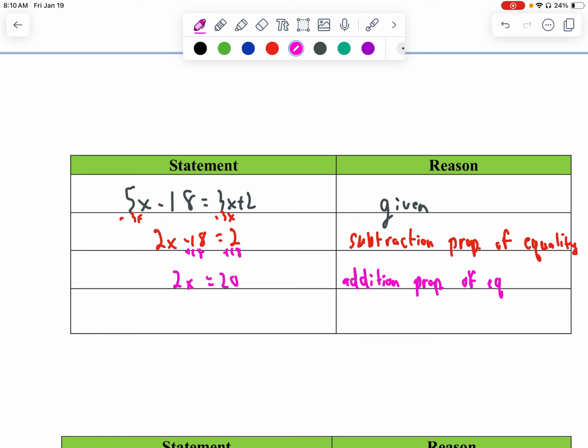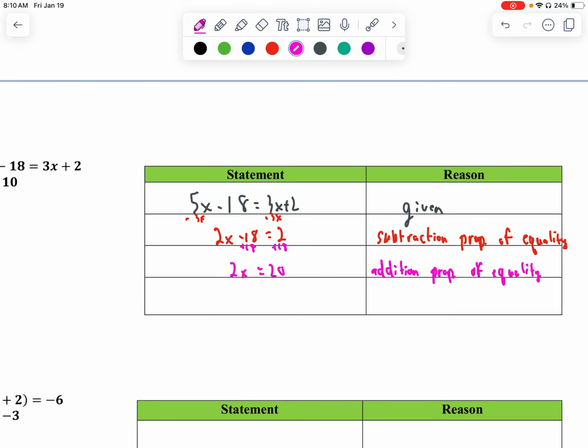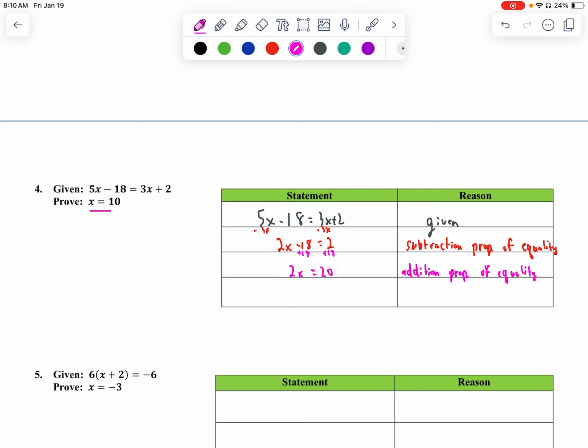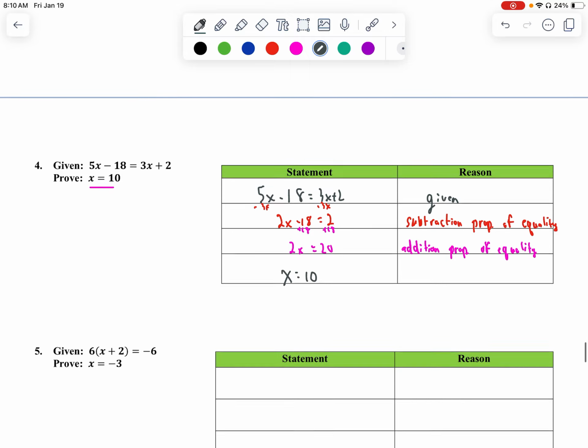And then we can see, I did forget to write down my last step here, my prove statement, but we can still double check that it matches up. We want to prove that x equals 10, and if I divide both sides by 2, that is what I'm left with, x equals 10, through the division property of equality.